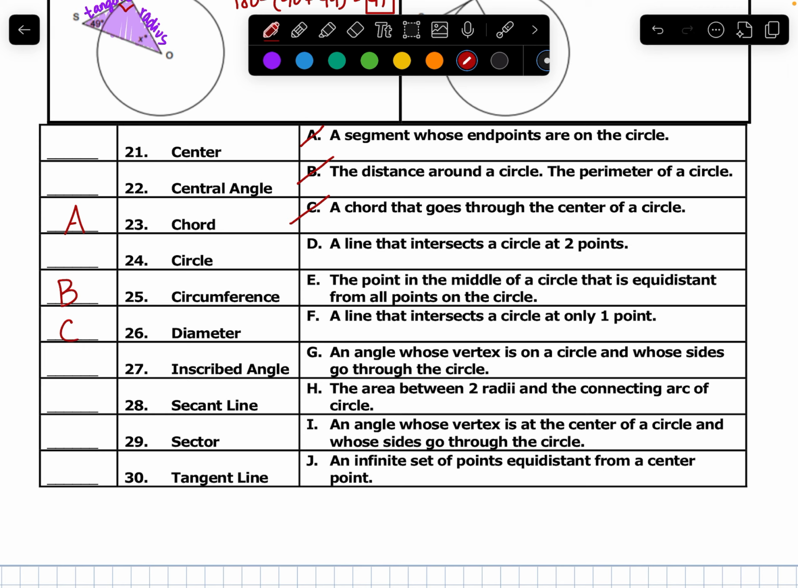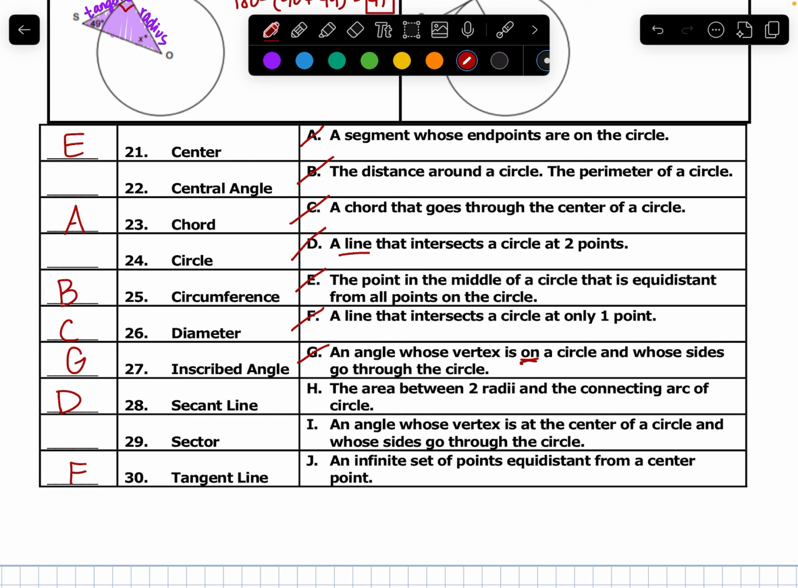D, a line that intersects a circle at 2 points. Keyword here is line. That would be secant line. E, a point in the middle of a circle that is equidistant from all the points of the circle. That is the center. F, a line that intersects a circle only at 1 point. That's a tangent line. Again, the keyword is line. G, an angle whose vertex is on a circle, and whose sides go through the circle. That would be an inscribed angle.